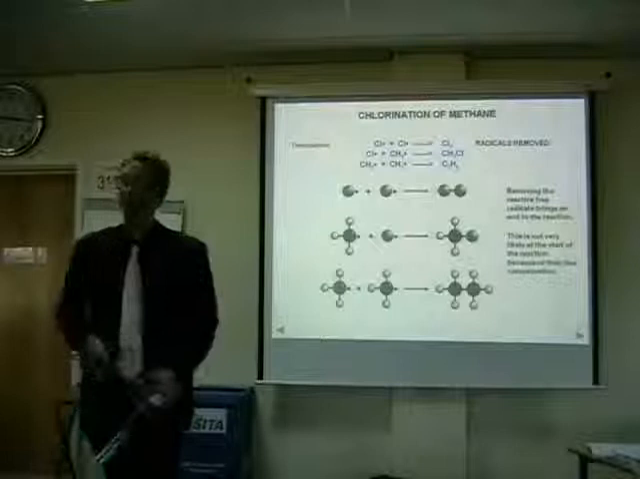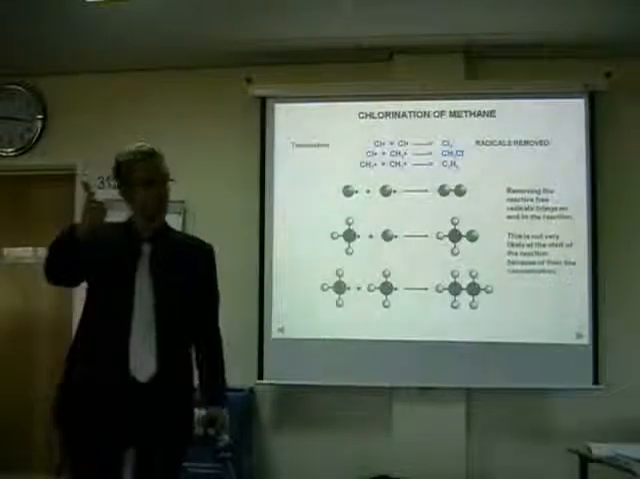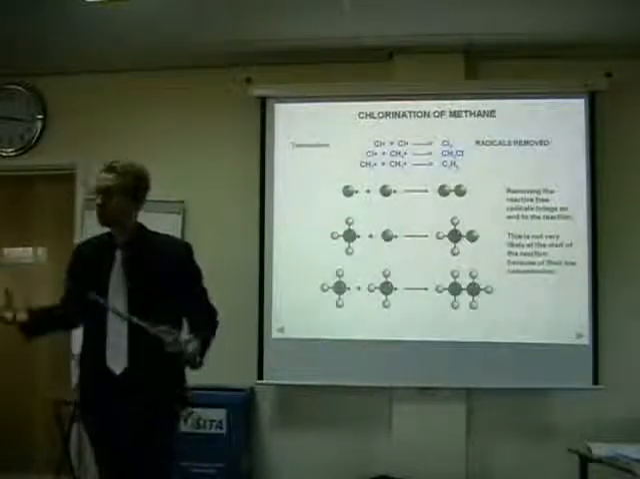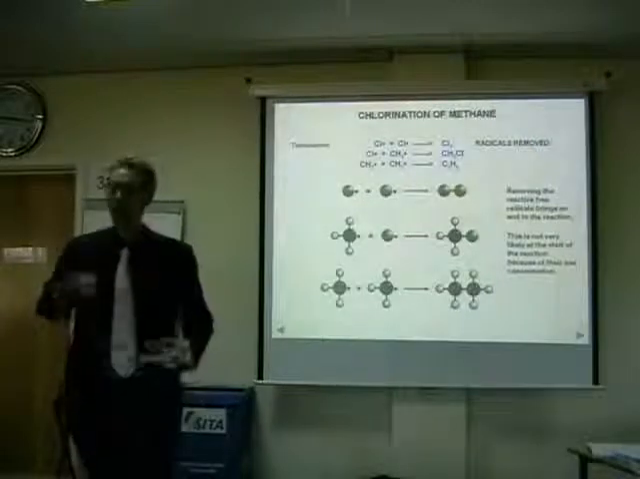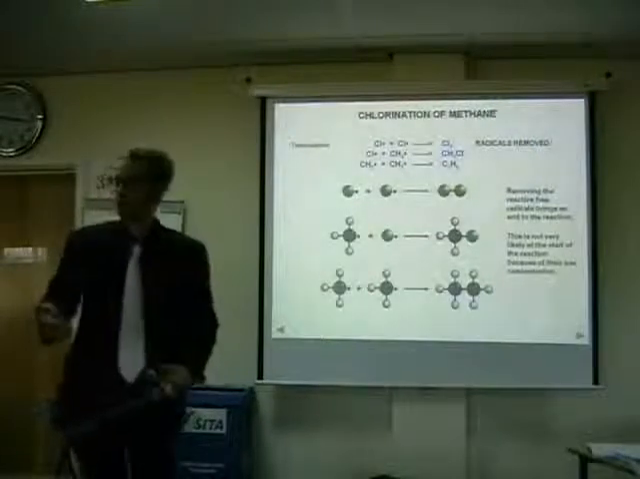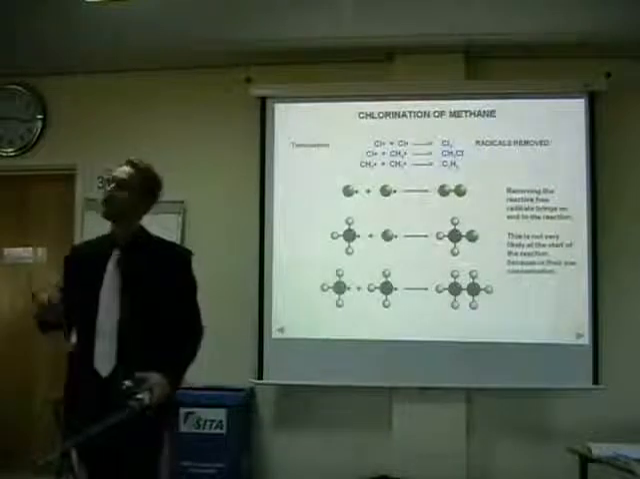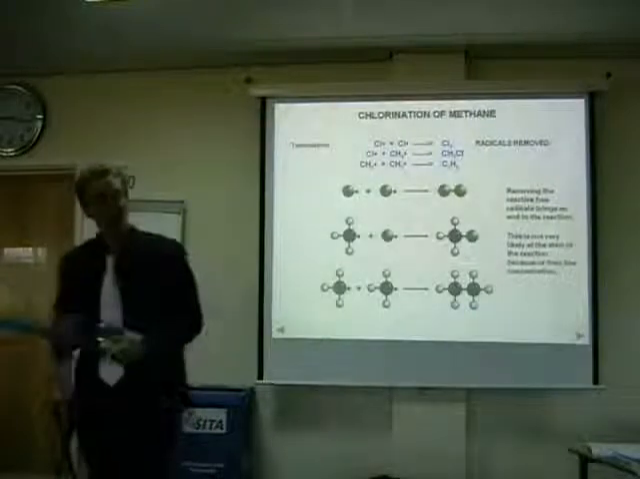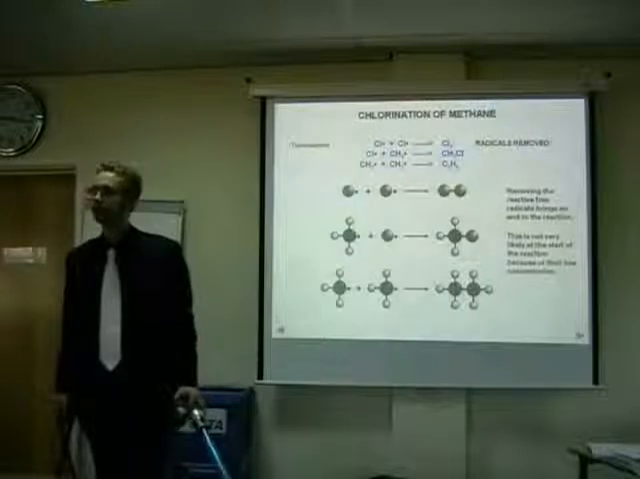So critically, we have three steps. We have initiation, okay? Molecule being broken into radicals. We have propagation, where a molecule and a radical react to form a molecule and a radical. You with me? And we then have termination, where two radicals react together and form a molecule. All good?